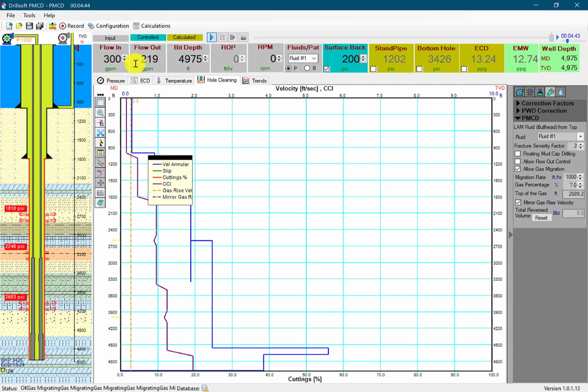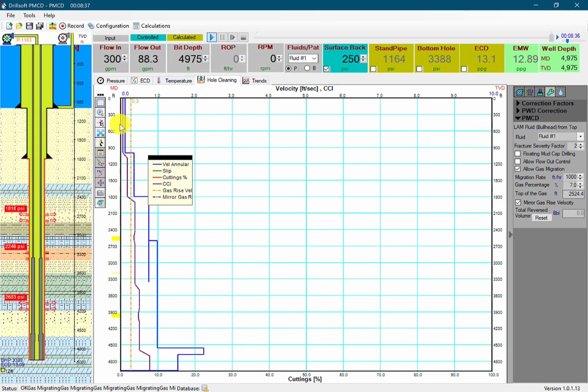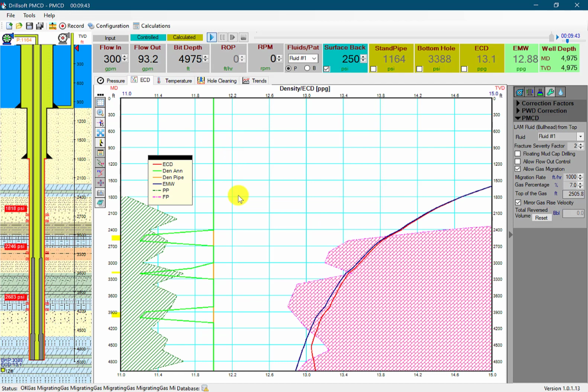And as soon as we enter this, our flow out begins to drop because we are losing. As you can see, the 2 zones are losing mud at the moment. We can keep increasing this until we get to total loss of control. Now we still have 2 zones, and this is also plotted here.